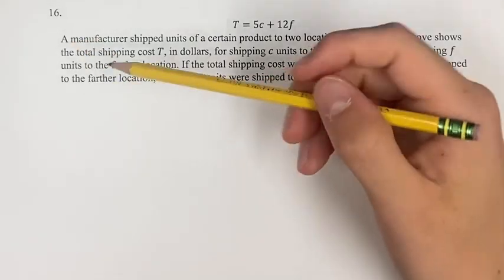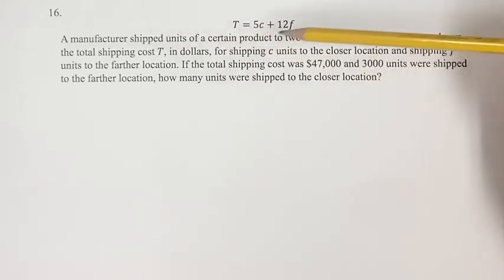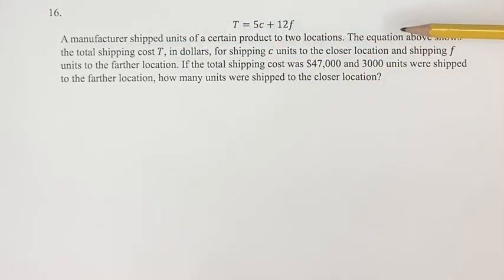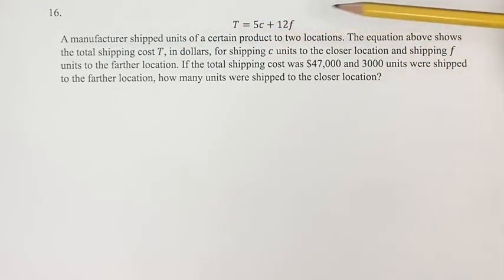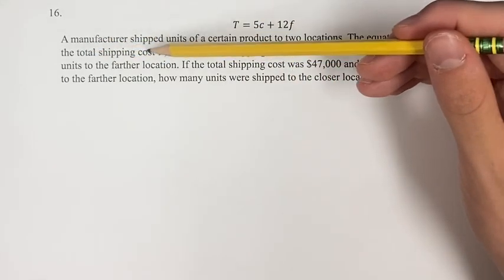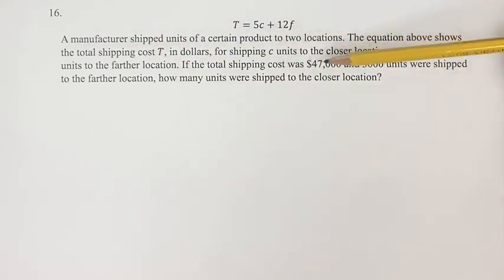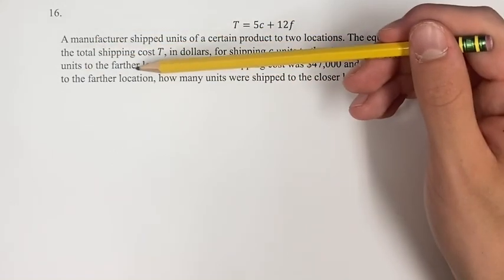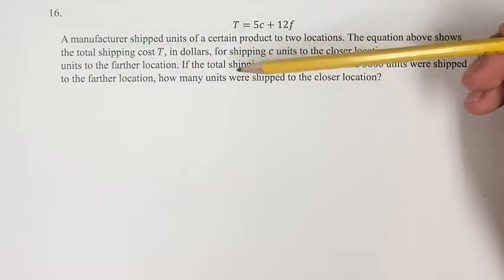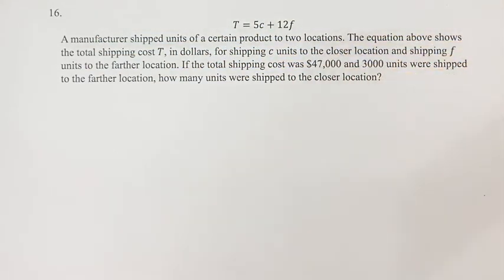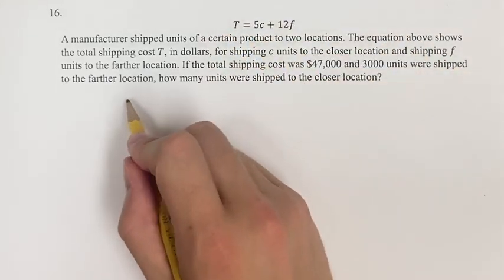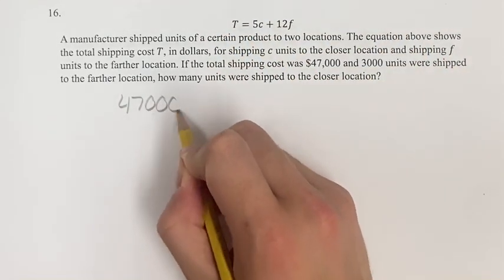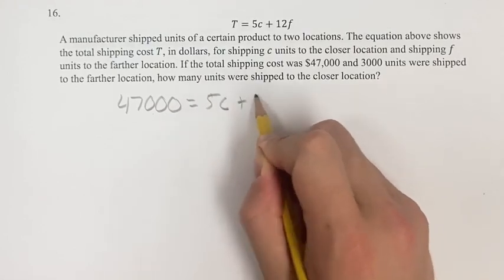In this problem, we're told that a manufacturer shipped units of a certain product to two locations. The equation above, T is equal to 5c plus 12f, shows the total shipping cost T in dollars for shipping C units to the closer location and shipping F units to the further location. We're told the total shipping cost was $47,000, so T is going to be 47,000. So this equation is now 47,000 is equal to 5c plus 12f.